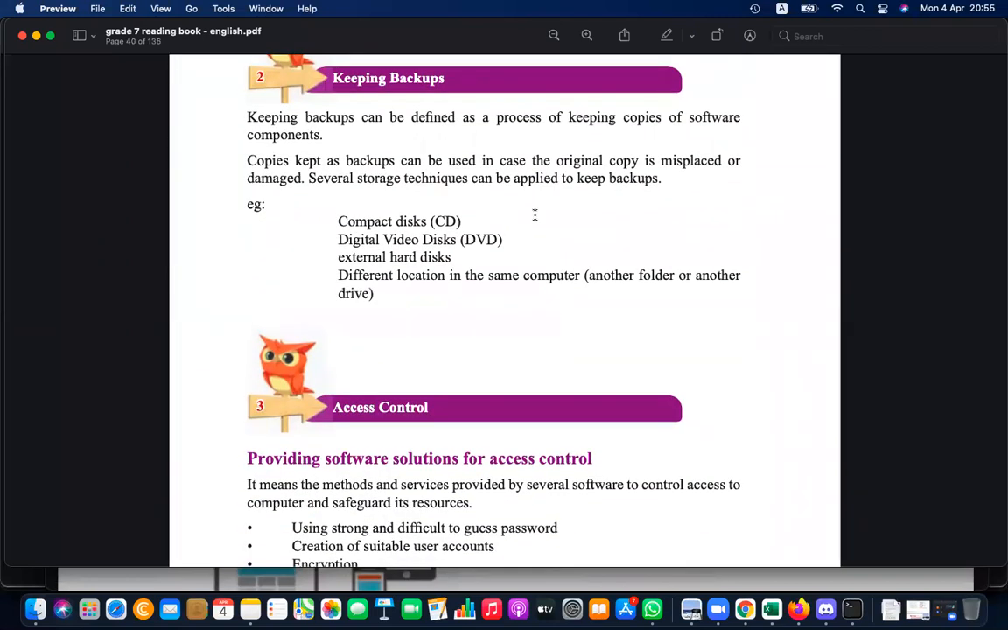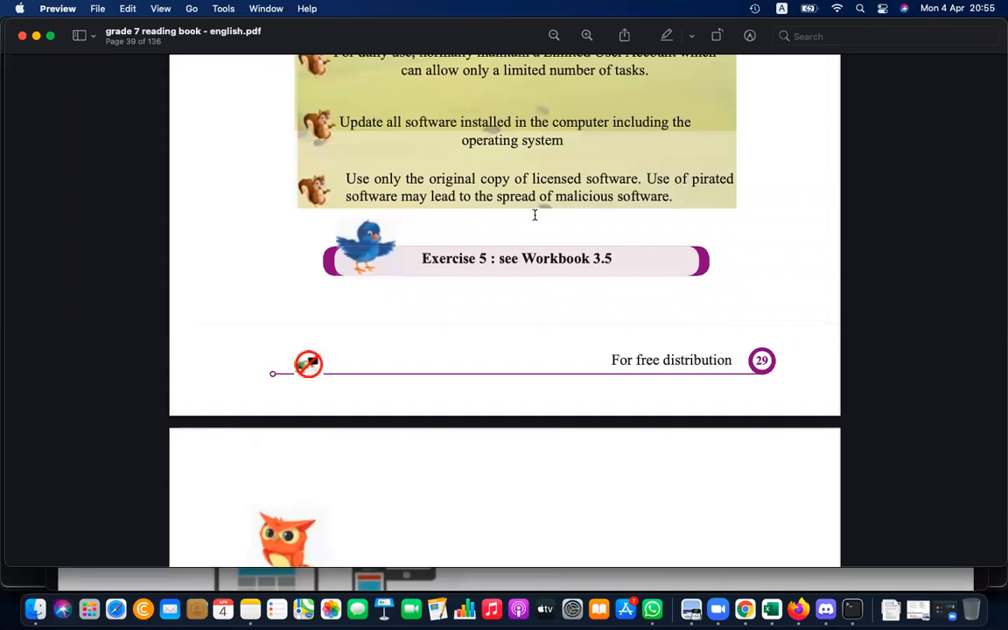And two things to learn, that is backups and access control. So what is backup? What is computer backup? Take a copy of data and information. Why do you take a copy? Because we may lose our data and information.